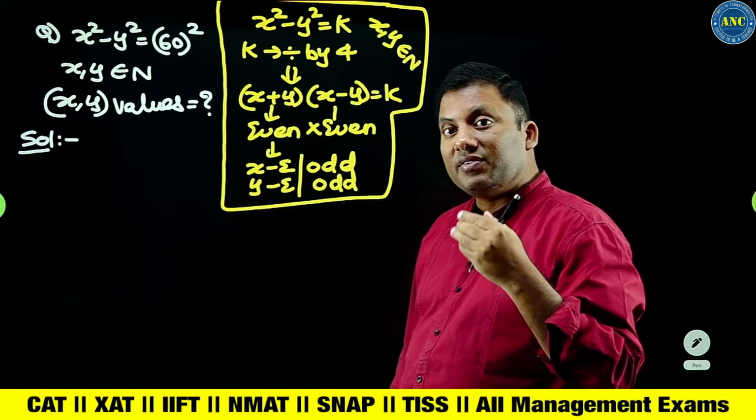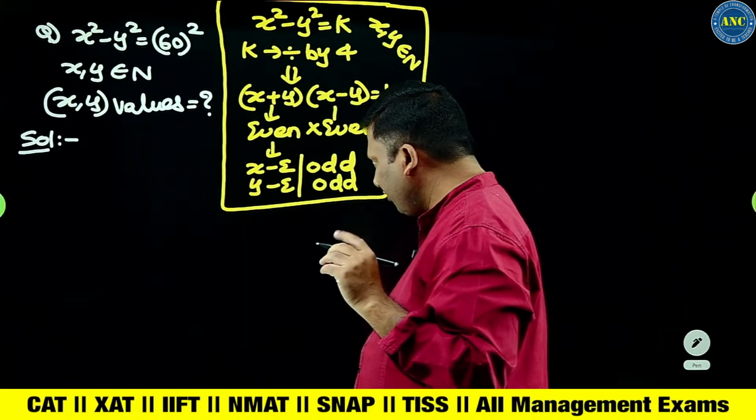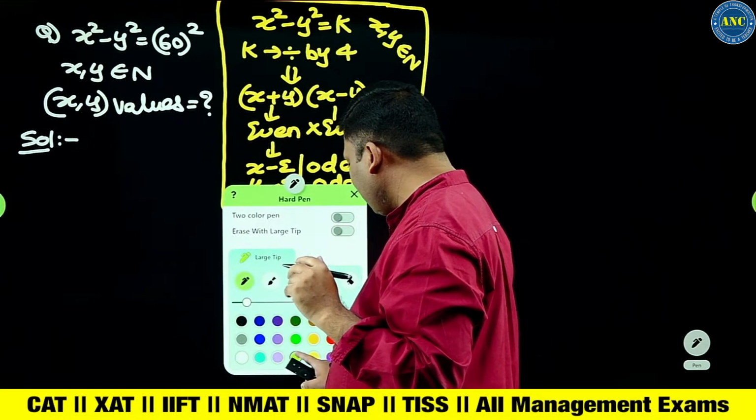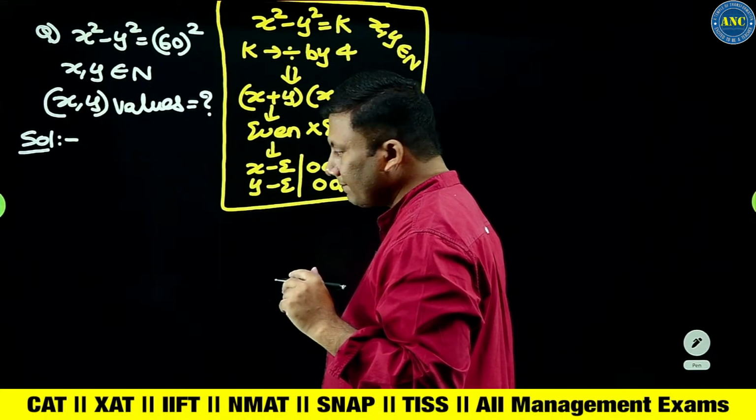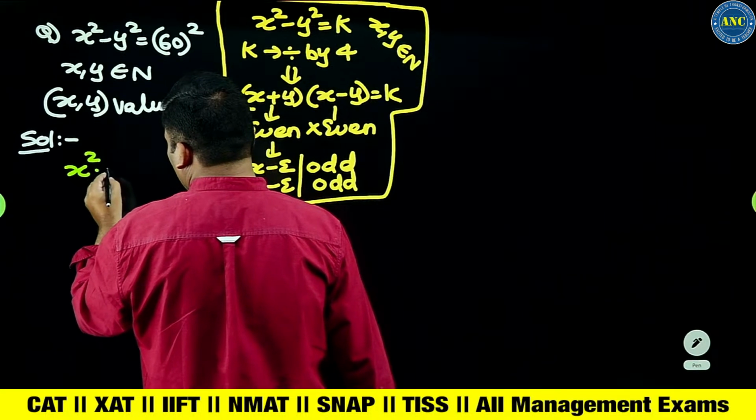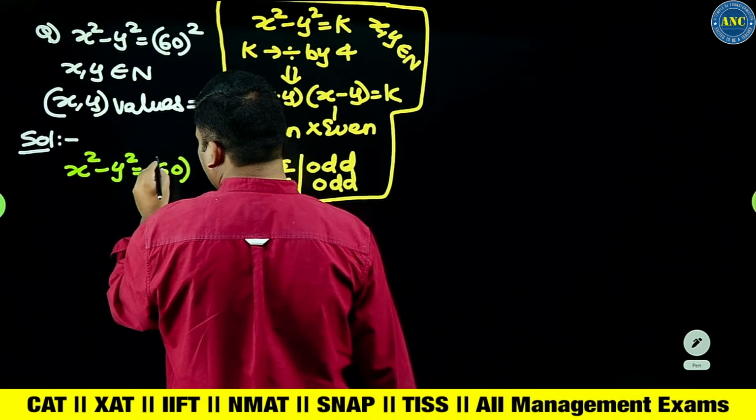60 is divisible by 4. So in this case we are solving... Listen carefully, sir. How am I solving these equations? Pay utmost attention, sir. x square minus y square is equivalent to 60 whole square.